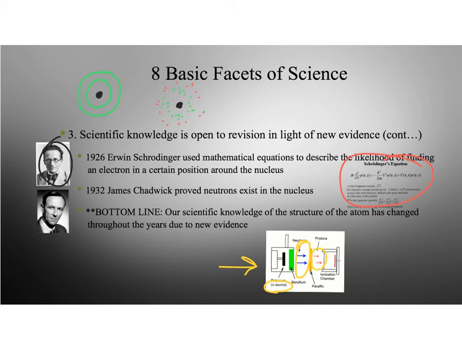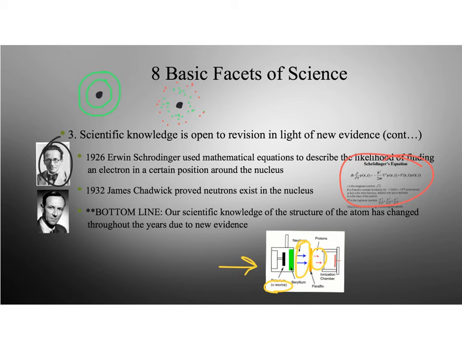All right, so he saw clearly that there were 2 different types of particles in these alpha particles that were giving off radioactivity. And so one of them he knew were protons, and the other ones he called neutrons. And he called them neutrons because they were neutral in charge.